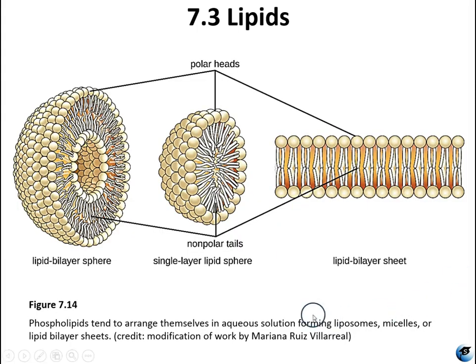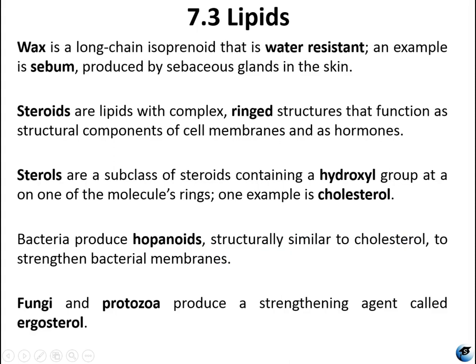Phospholipids tend to arrange themselves in aqueous solution, forming lipid bilayer sheets. You have nonpolar tails and polar heads. So you have your hydrophilic layers on the outside and on the inside. Hydrophilic means water-loving, and then a hydrophobic layer in the middle. Wax is a long-chain isoprenoid that is very water-resistant. An example is sebum. This is produced by your sebaceous glands, your oil glands in your skin. So those are actually wax isoprenoids.